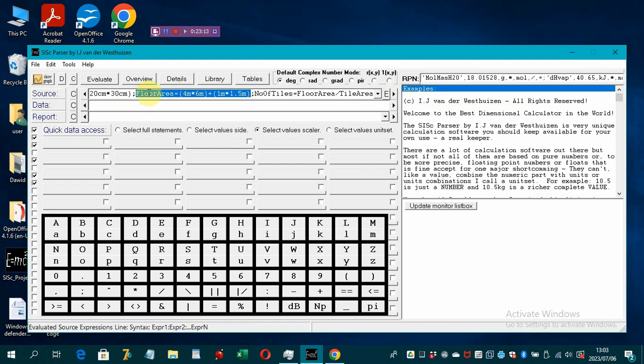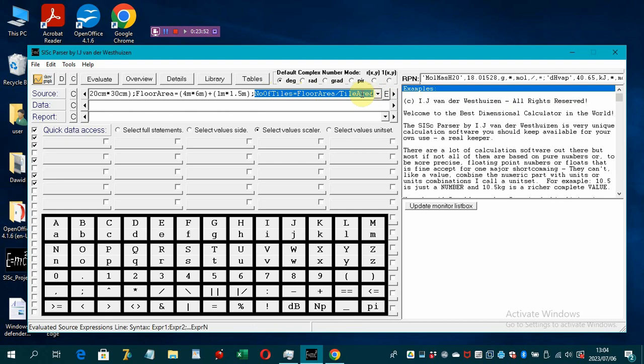Then we have a floor area of 4 meters by 6 meters plus a little floor adjacent to it of 1 meter by 1.5 meter. And we want to calculate the number of tiles we will need to tile that floor. So the number of tiles is obviously equal to the floor area divided by the tile area. I've selected the values now so that it divides equally into a whole number.